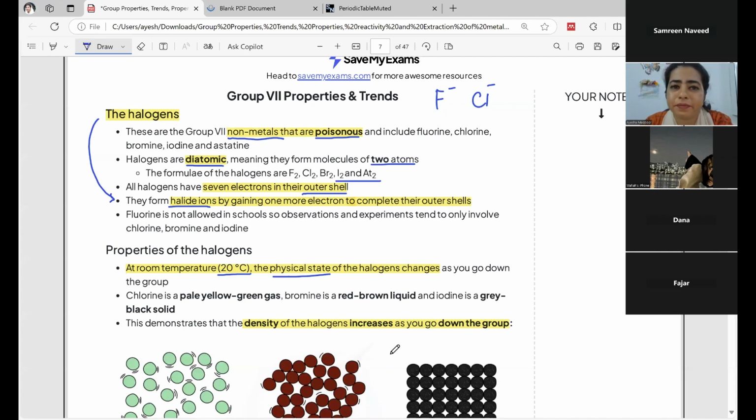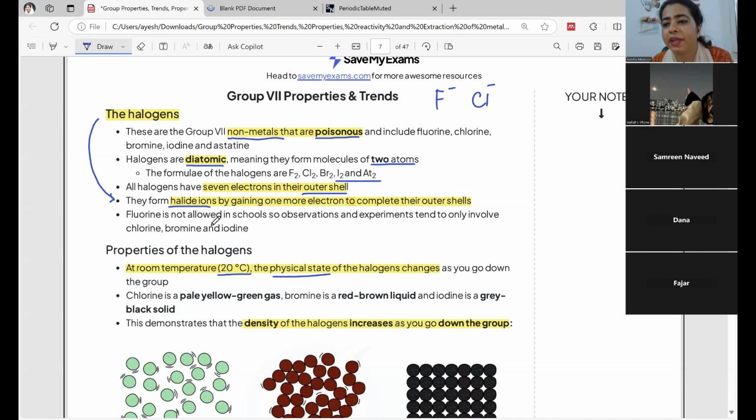Yes, Samri. Miss, I didn't understand Wafia's first question. What did she ask? She basically asked whether fluorine and fluoride have any link or not, right?